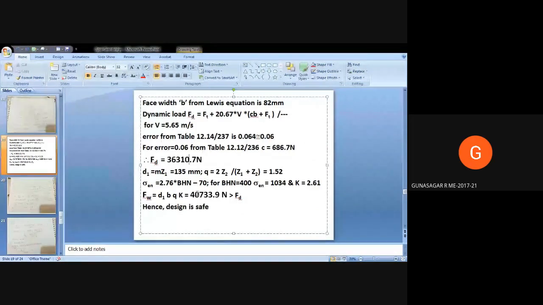Sir, FW is 43933. Yeah, 439.33. Correct. 43933.9. Okay. So for 400, endurance is 1034, no? You're getting endurance as 1034? Yes, sir. Okay. And K is 2.61, correct?